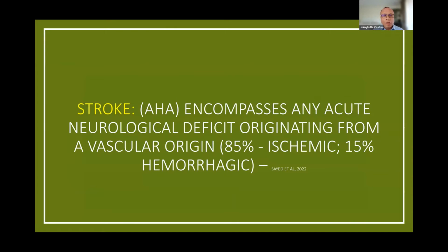So let me go to the definition of stroke based on the American Heart Association definition. It is defined as any condition that encompasses any acute neurological deficit originating from a vascular origin. And this is divided into two main parts. We have the ischemic, which represents 85% of cases, and we have also hemorrhagic, which represents 15% of cases. Of course, we have other types, which we will discuss later on as we go along with this lecture today.